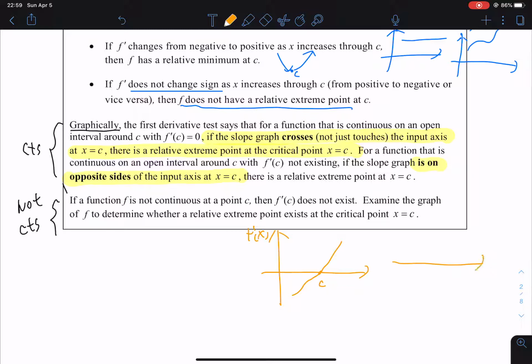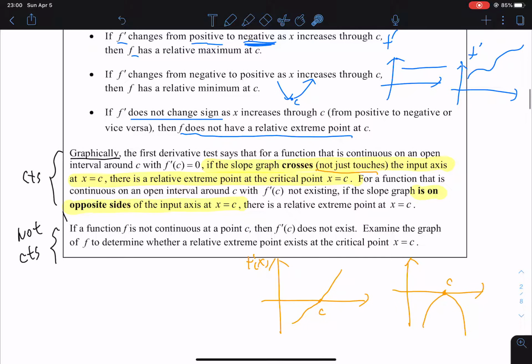But not if it just touches right here, not just the touches. What does the touch mean? So you can see this one, it just touches. Actually, the sign does not change. So for this point, the conclusion is right here. If it crosses, then we can say this point is a relative extreme point.